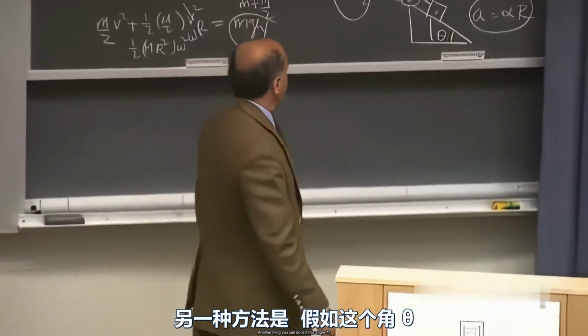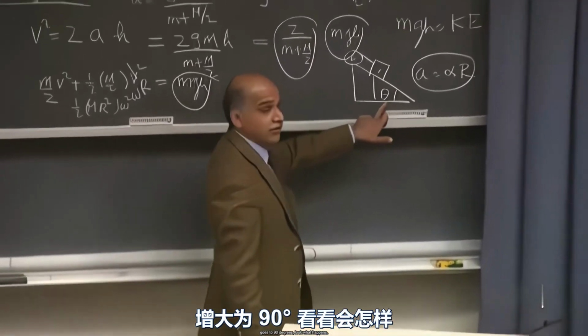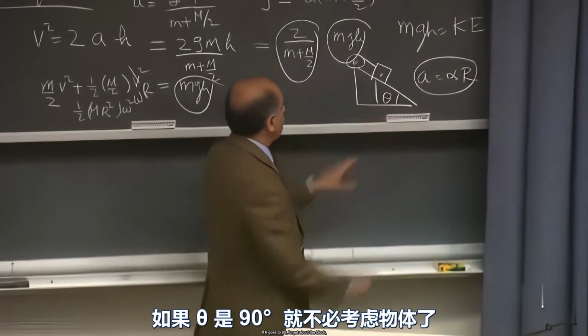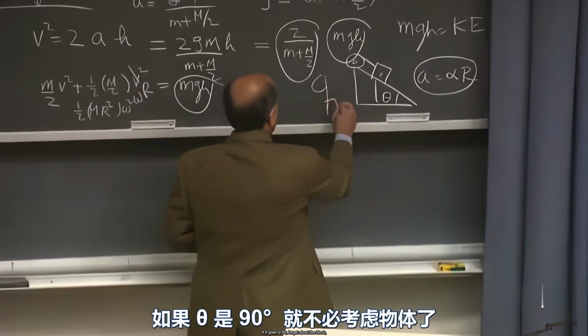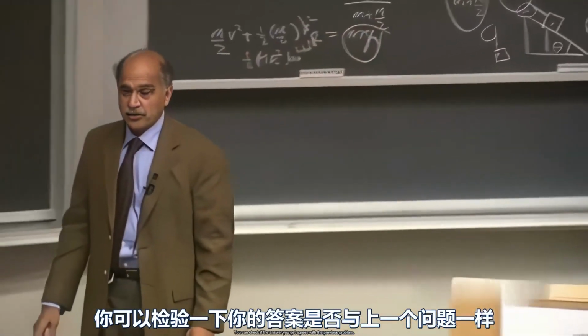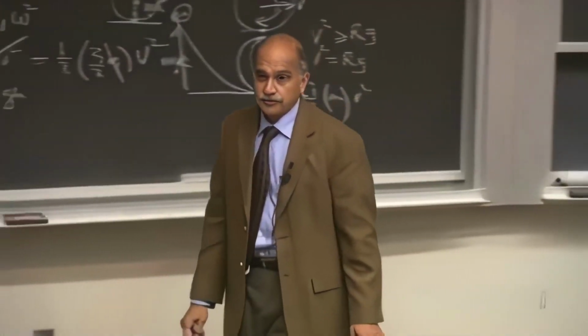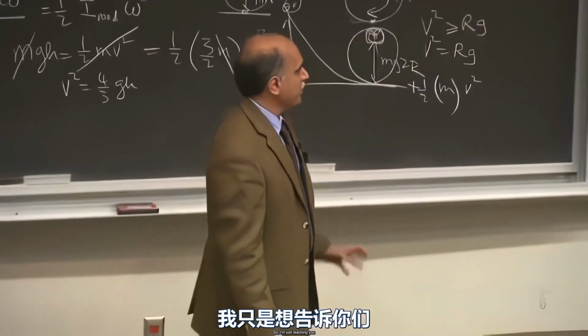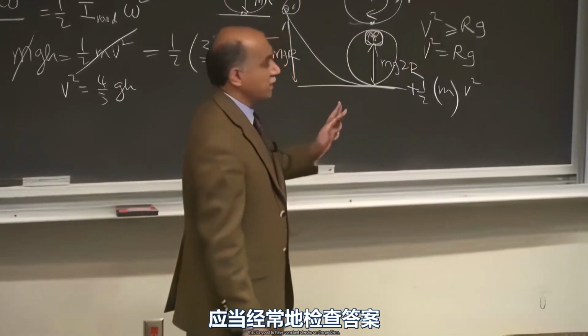Another thing you can do is if this angle theta goes to 90 degrees, look what happens. If theta goes to 90, forget about the block. It is just falling freely, and that's the previous problem. You can check if the answer you get agrees with the previous problem. So I'm just teaching you that it's good to have constant checks on the problem.